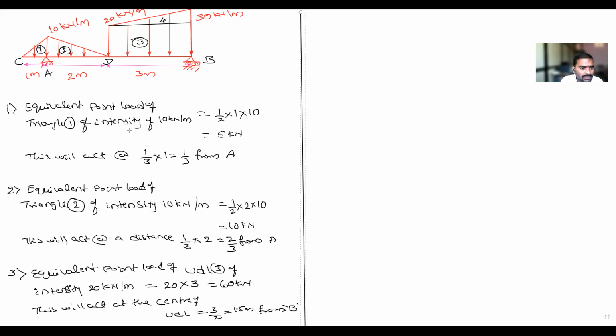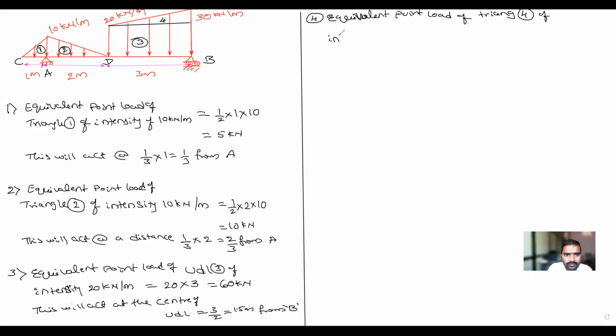Yes. Next one is the fourth one. What is the fourth one? Equivalent point load of so fourth one, what is this one? Is it a triangle, UDL or a point load? Okay. Equivalent point load of triangle 4, of intensity 10 kilonewton.